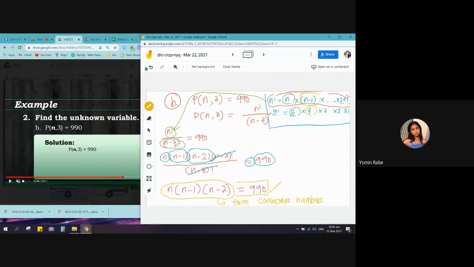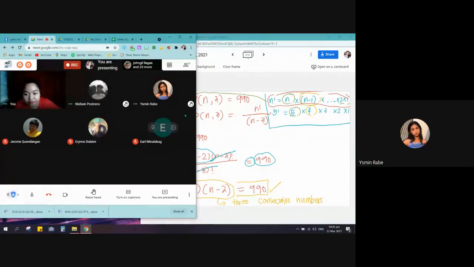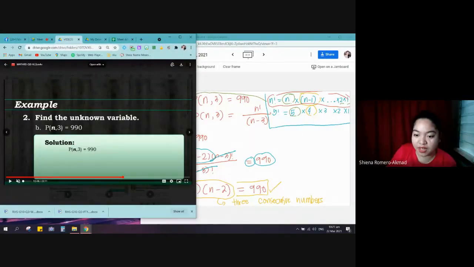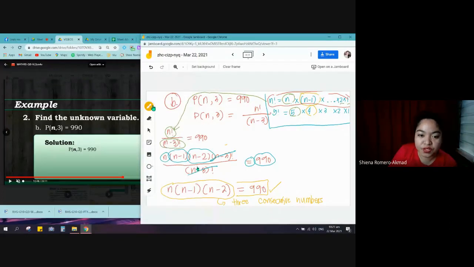Yes po. 11 times 10 times 9. Oo nga. Tama. So that's 11 times 10 times 9 is equal to 990. 11 times 10 is, ilan ba yun? 110. Then times 9 is 990. So the answer is correct.